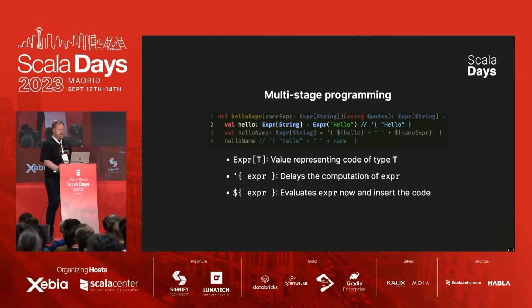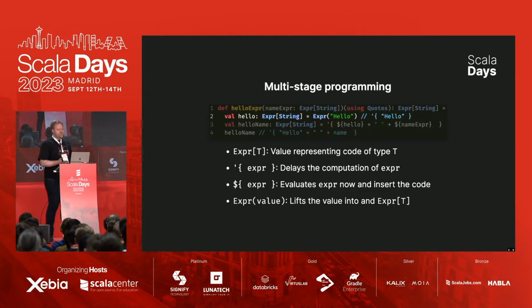to compose in the same way. We also have another operation, which is lifting a value. So if we have a value and we want to create some code that will create a copy of that value in the next stage, we can use the Expr constructor.